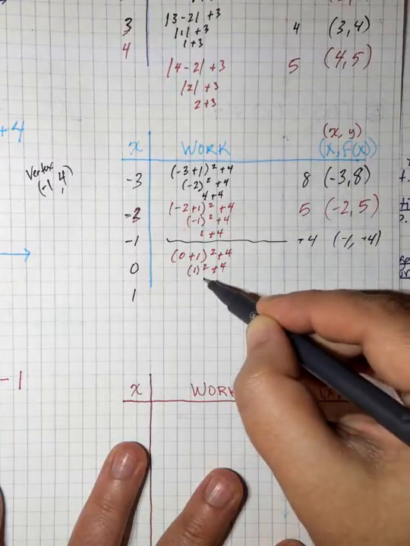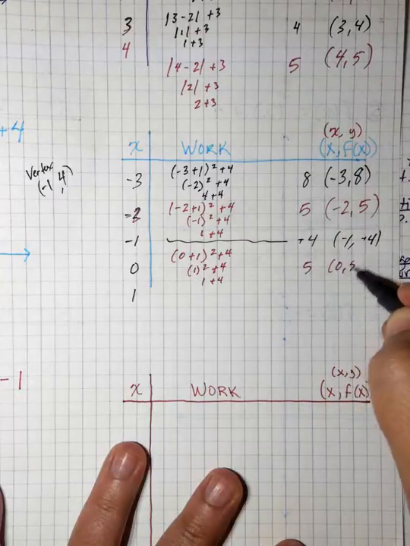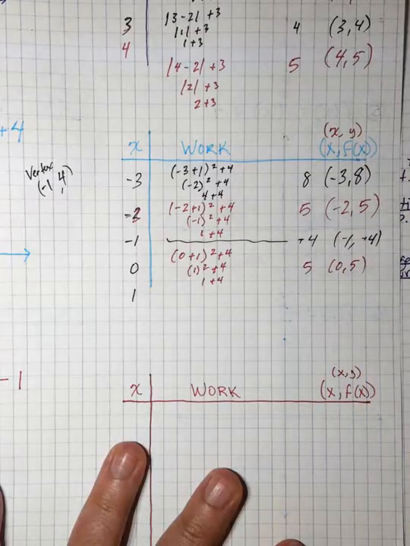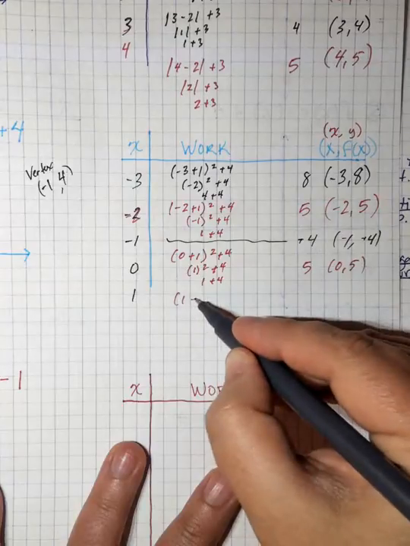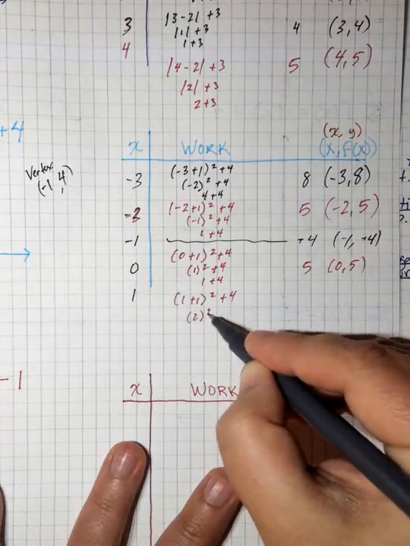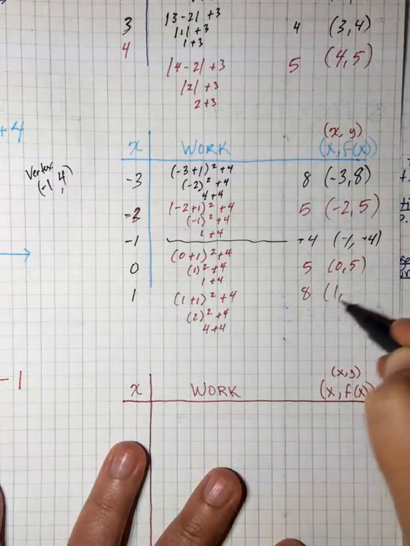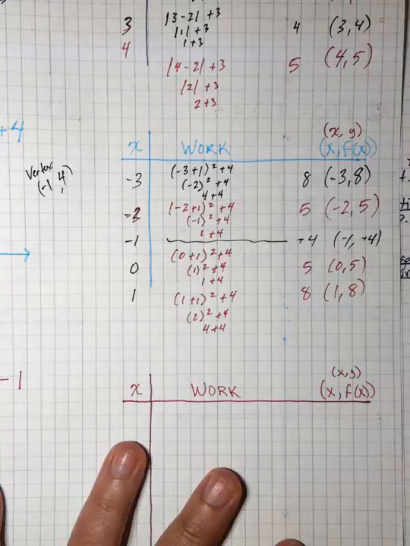1 squared is 1. 1 plus 4 is 5. So I get 0, 5. Plugging in 1. 1 plus 1 is going to be 2. 2 squared is 4. 4 plus 4, I get 8. And you'll notice the symmetry in your ordered pairs. You'll notice the symmetry in the y values of your ordered pairs.